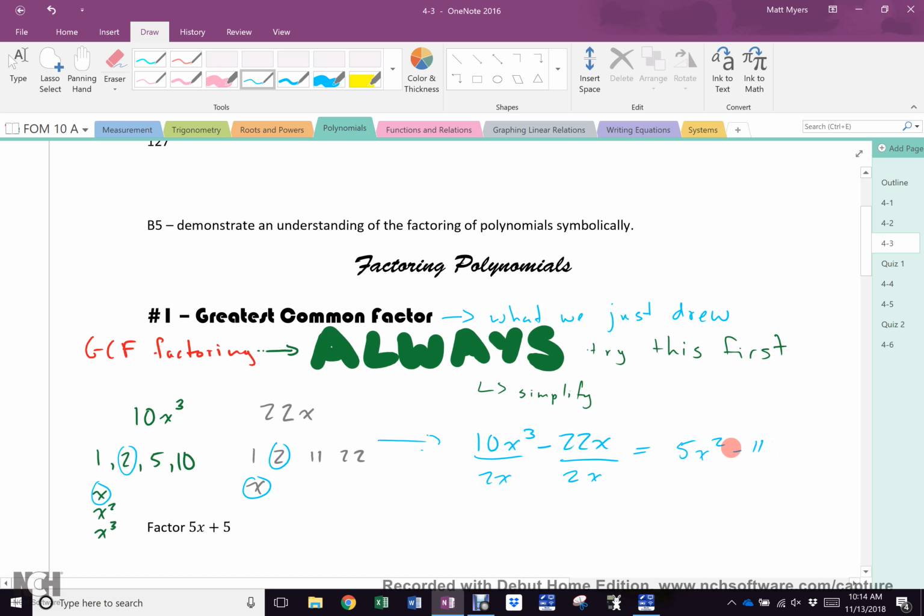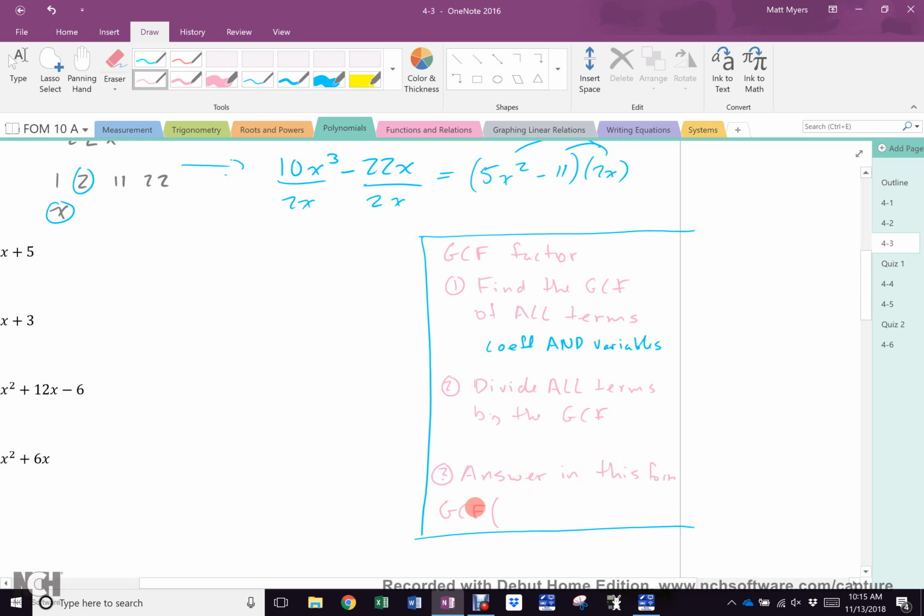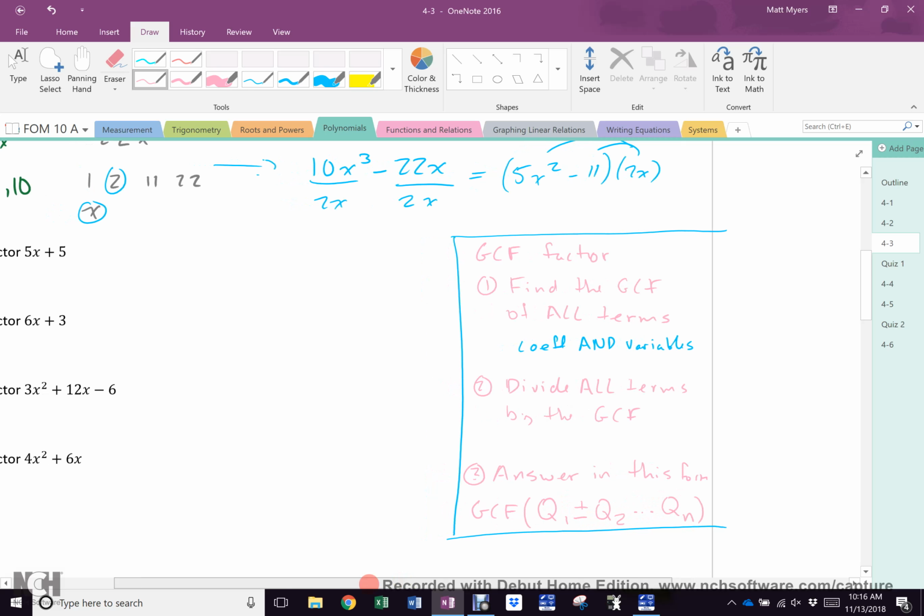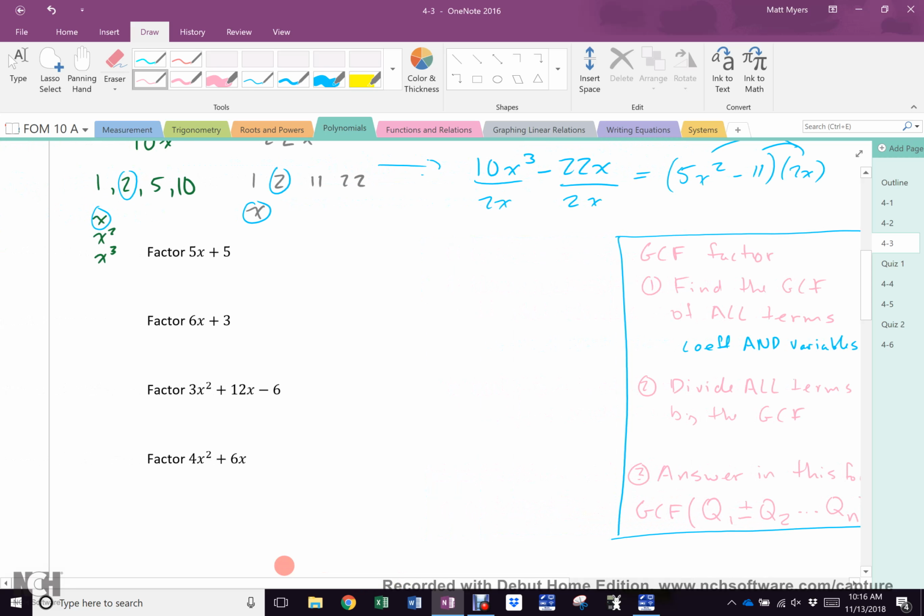GCF, bracket, and then, what's the answer in a division question called? Does anybody know the word? Quotient. You write it as GCF, and then quotient 1 plus or minus quotient 2 until when? You run out of quotients. Quotient n. Okay? Here is what it looks like in actual use. Now, what is actually happening we did, right? Is everybody cool with what we did?